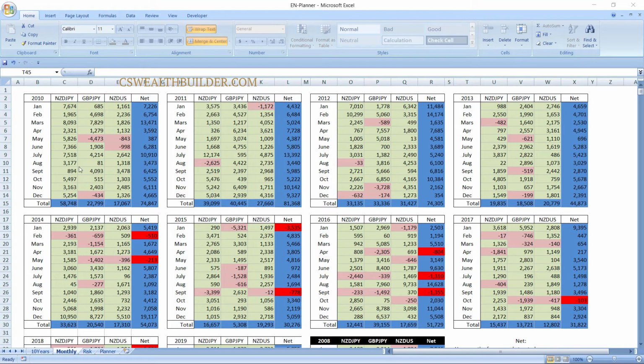When it's green, it's positive. When it's pink, it's negative. Then you have a total net. When it's blue, it's positive. When it's red, it's negative. All right. So let's go back to our question. Are we profitable on a monthly basis? Well, 2010, all blue. 2011, all blue. 2012, all blue. 2013, all blue. That's 48 months in a row. Profitable. That's really good.